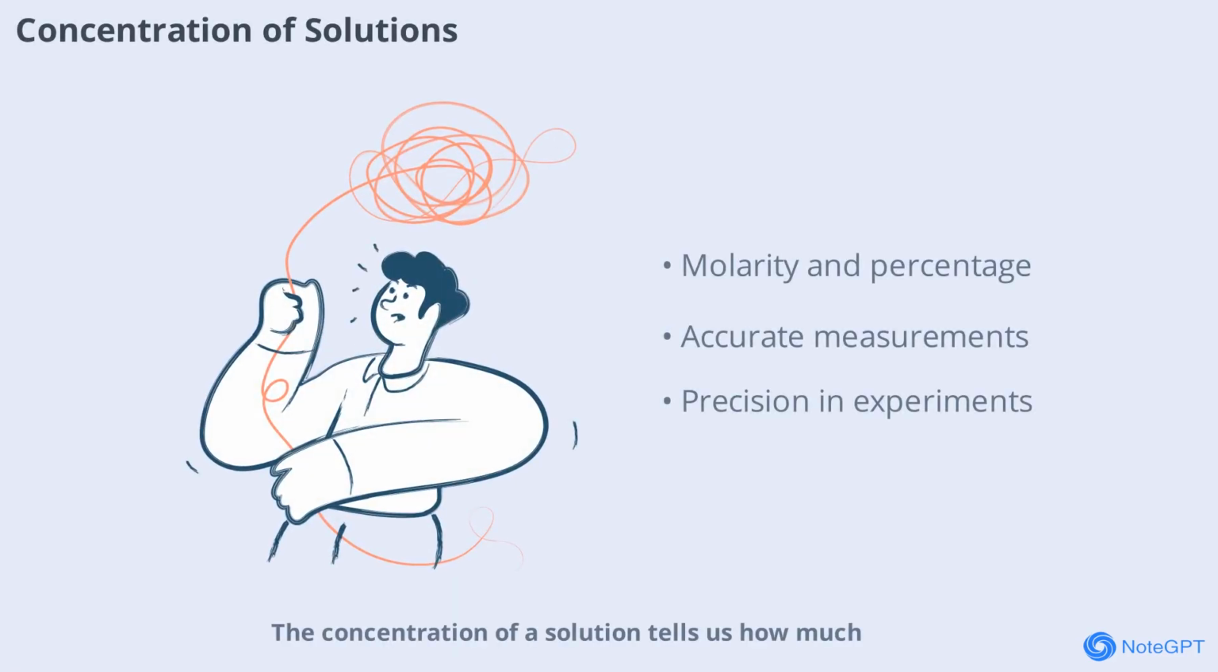Concentration of a solution tells us how much solute is present in a given amount of solvent. It's usually expressed in units like molarity or percentage. Accurate measurement of concentration is essential for reliable analytical results.